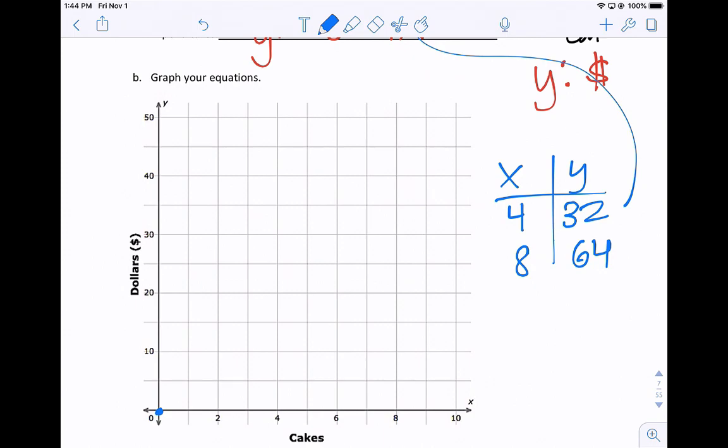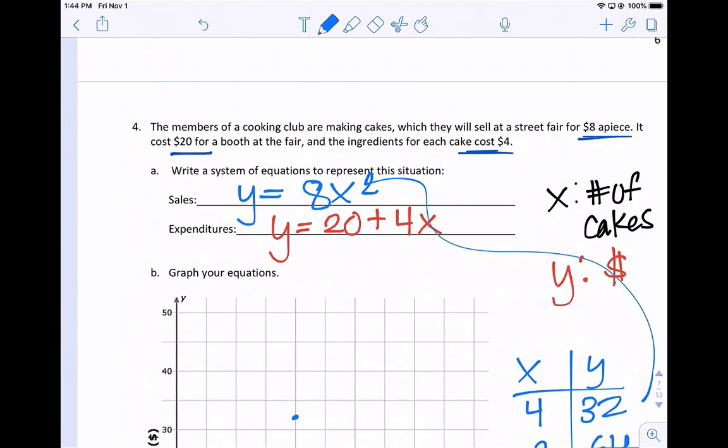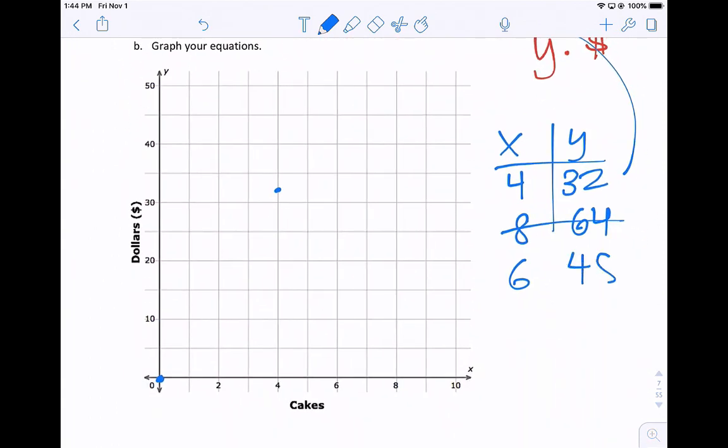4 will go up to 32, so about right there. And 8 will go up to 64. Oh, I should go lower than that then. Let's just do 6 cakes. All right, so 6 times 8 is 48. Okay, 6, 48, there's 50, so 48 is about right there. Okay. So here's one line, and that is sales. Okay, let's do expenditures again.